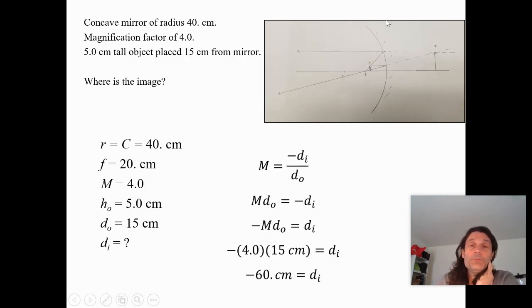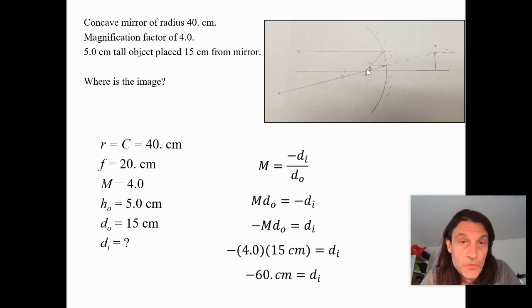All right, so what we'll do is have this as the drawing. This is that section of the mirror that we choose to draw. We've labeled C and F. If we could extend that section of the mirror for a full circle, that would be the center of it. This F is half that distance. So if that F is 20, because it's half the center, and we place an object 15 centimeters from it, that means we're closer to the mirror than the focal point. So that's the second of the two examples I gave you a little bit ago. The M is 4, the H is 5, C, DO, DI.